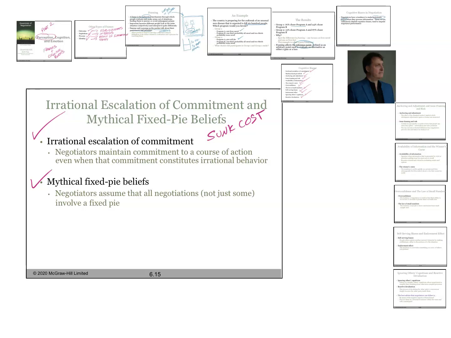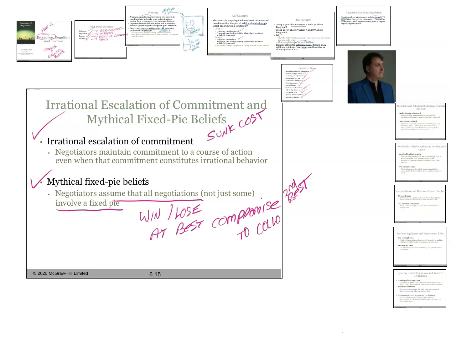Mythical fixed pie belief. This is quite straightforward. Negotiators assume that all negotiations, not just some, involve a fixed pie. In other words, this is win-lose. At best, it results in compromise. And remember that compromise is second best to collaboration. This serves as a reminder that in integrative negotiation, you're looking to collaborate and be creative.